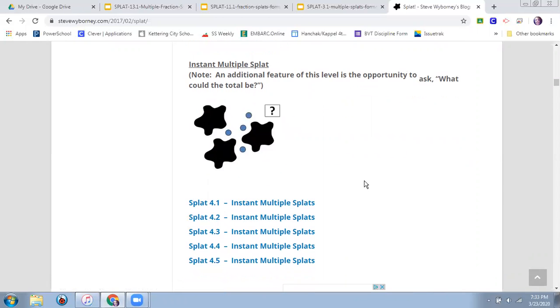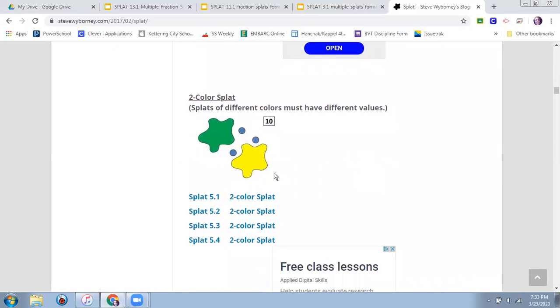So it's getting those kids to think deeper. There's some with 2 color Splats, and like it says here, Splats of different colors have different values. So those are super fun. He does not have these on Google Slides though. These are only in PowerPoint.